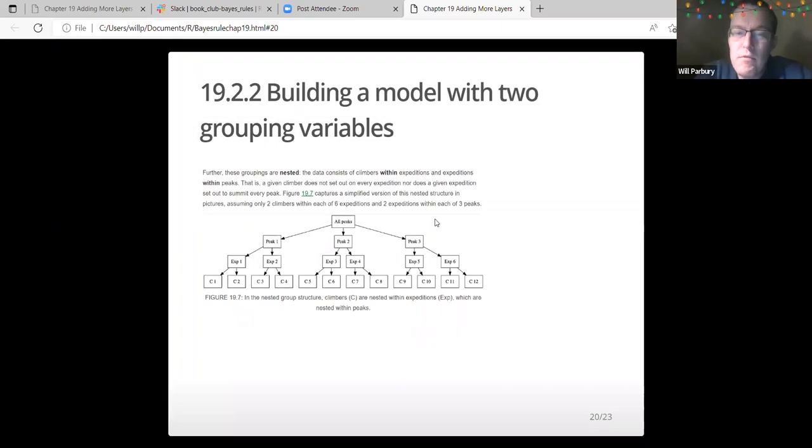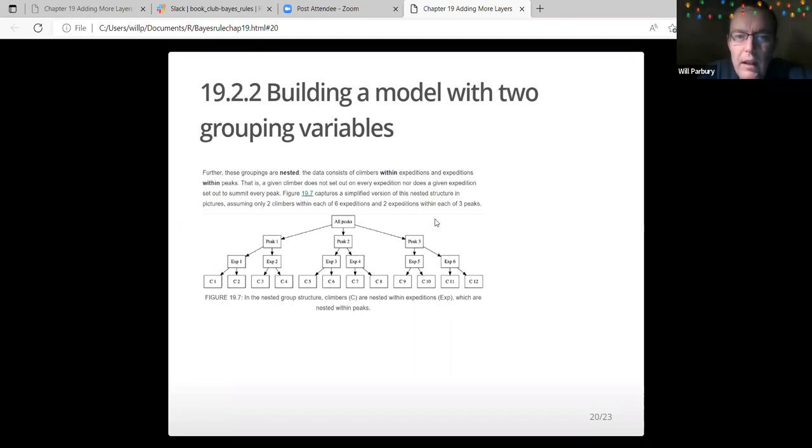Altogether, the climbers data set includes information about 2,076 individual climbers grouped together in 200 expeditions to 46 different peaks. Obviously, that would be rather difficult to visualize, so they've done a relatively simple one here. The top level is the peak, and then each expedition going to the peak, and then the climbers on the bottom, basically. So these groups are nested.